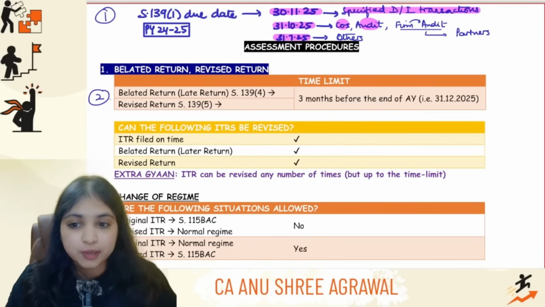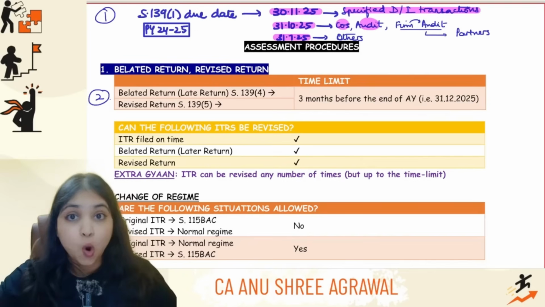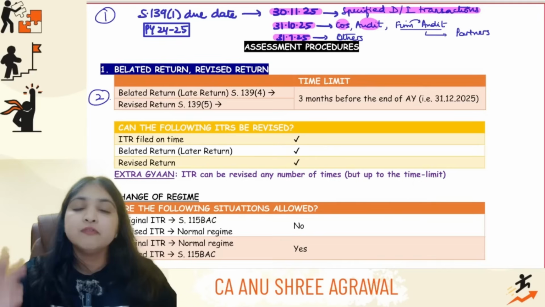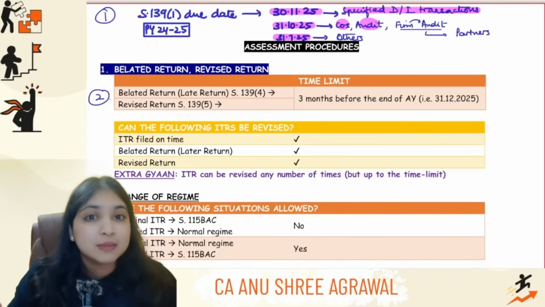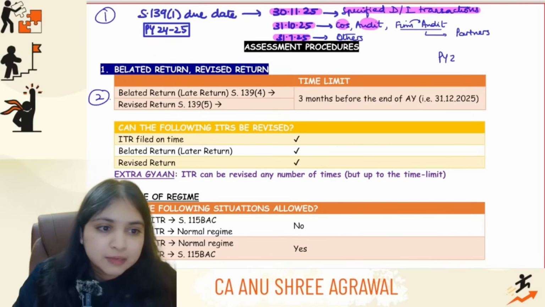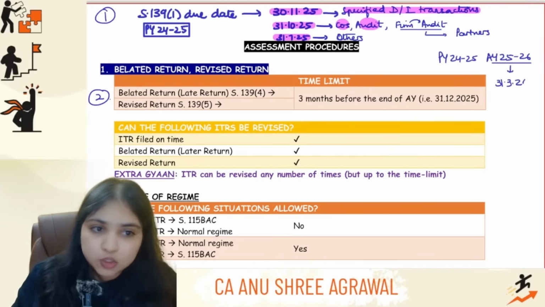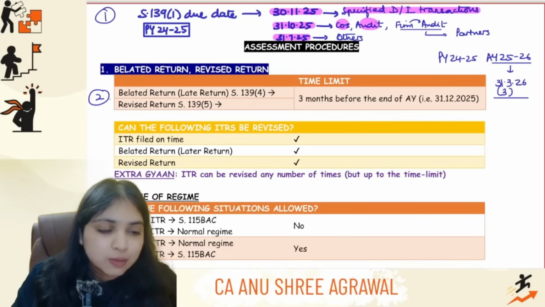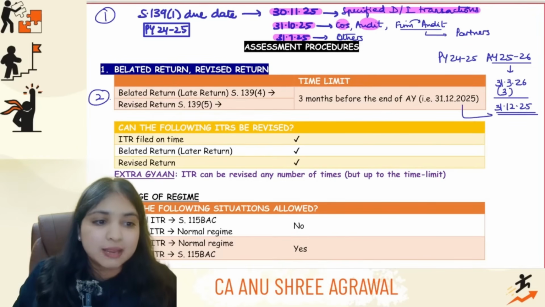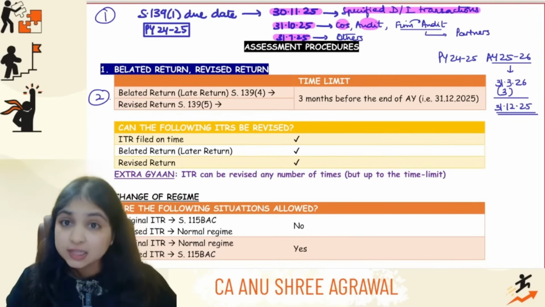Then comes my second point. If the assessee does not file the ITR on time, that is if the assessee files the ITR late, which we call as a belated return, what is the time limit? The time limit is 3 months before the end of the assessment year. So for our examination, our previous year is 24-25, assessment year is 25-26, guys. So the end of the assessment year will be 31st March 26. So this minus 3 months will be 31st December 25. So if the assessee wants to file ITR late, belated return, the latest date by which assessee should do the filing will be 31st December 25.